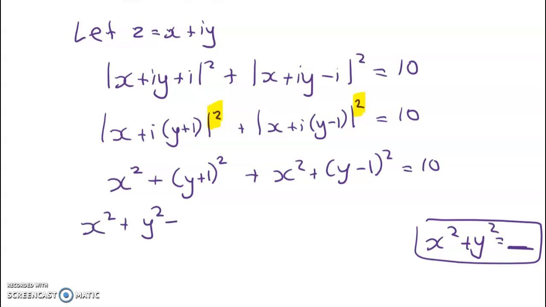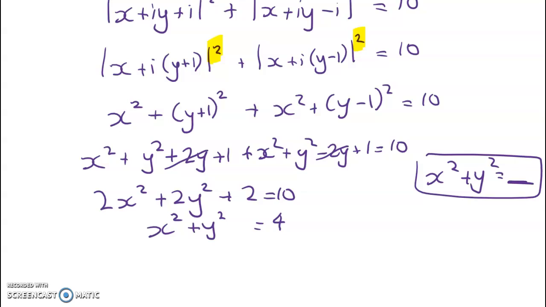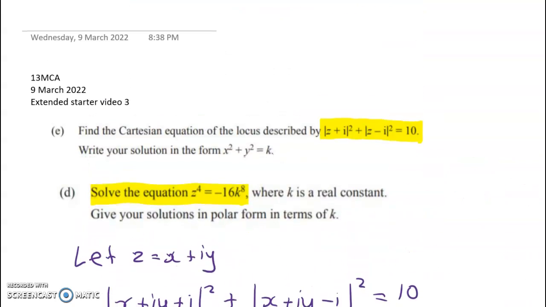x squared plus y squared plus 2y plus 1 plus x squared plus y squared minus 2y plus 1 equals 10. Well, the plus 2y and the minus 2y simplify away. We get 2x squared plus 2y squared plus 2 equals 10. And that gives me x squared plus y squared equals 4. That's dividing everything by 2 and cleaning up the constants. So here's my final answer, and I don't think we were asked to describe it. No, we were just asked to find the equation of the locus.